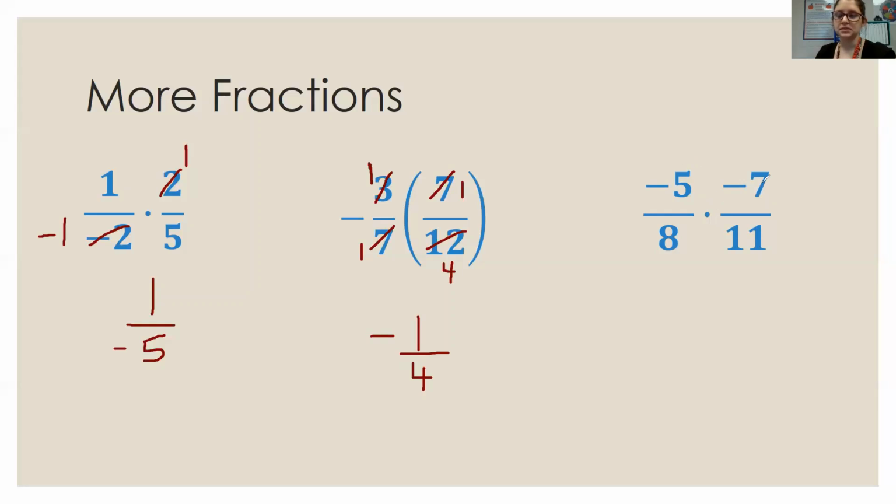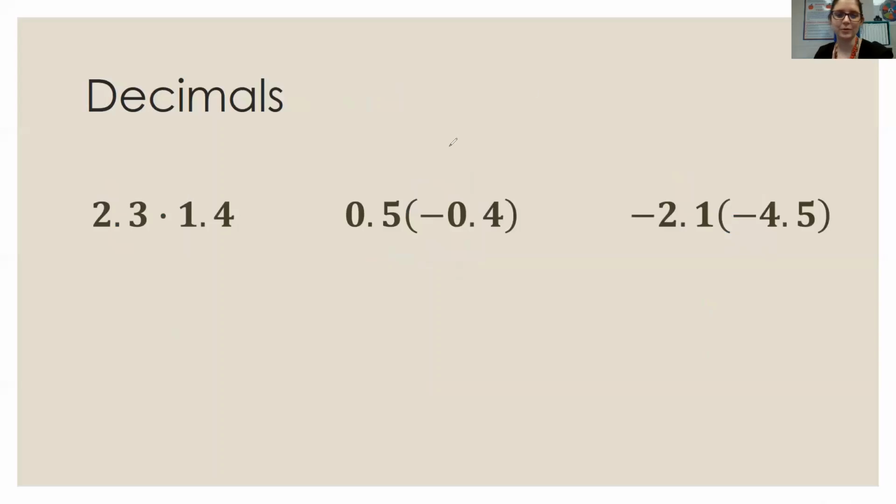So 5 times 7 is 35. 8 times 11 is 88. A negative times a negative makes a positive, so this is 35 over 88. Okay, let's look at our decimal example, and then we'll wrap up the video.